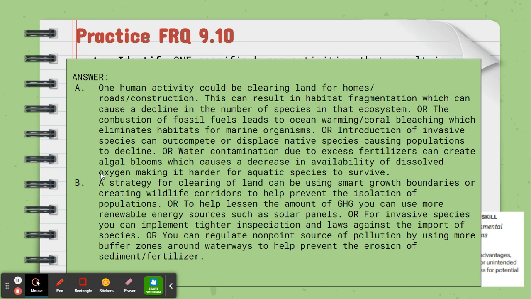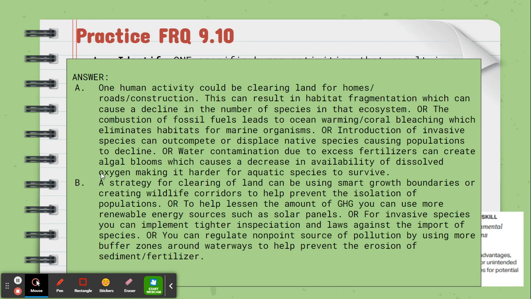Remember, though, in B, you had to make sure that you connected what you said in A to what you propose in B. So if you mentioned habitat fragmentation, you could have said a strategy could be using smart growth boundaries or establishing wildlife corridors to help prevent the isolation of populations.